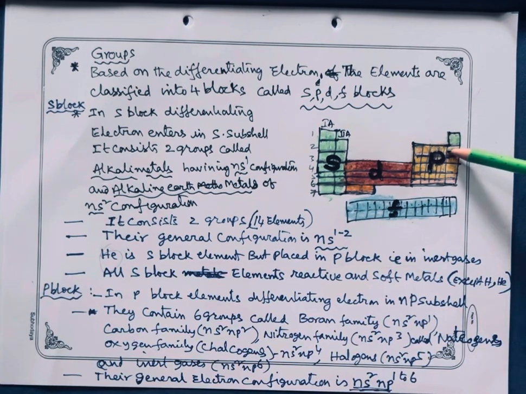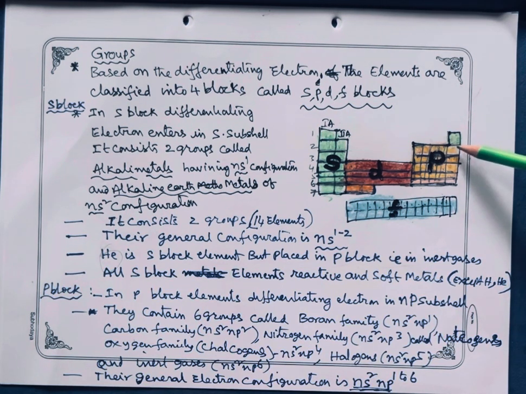Next, halogens. Halo means salt, and gens means producing agents: salt producers. So these are fluorine, chlorine, bromine, iodine, astatine. These are all called halogens. Their general configuration you can write for halogens is ns2 np5.